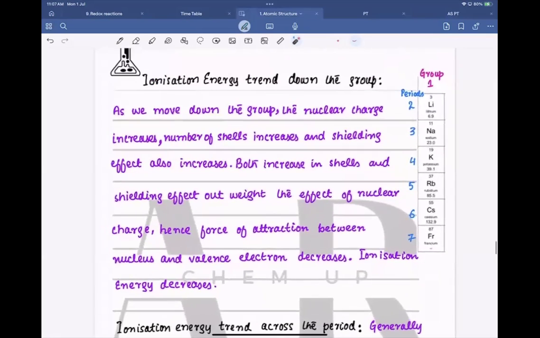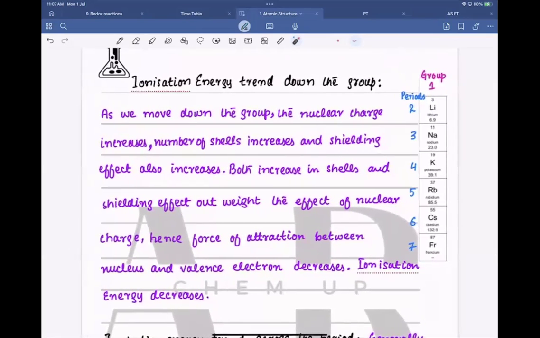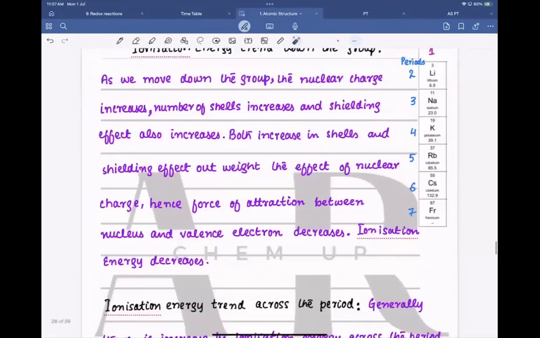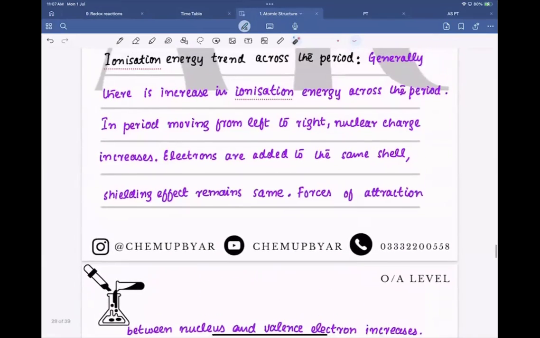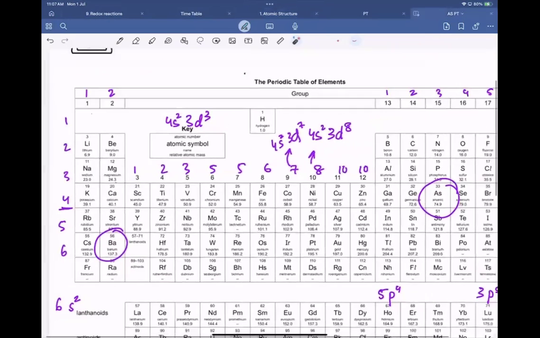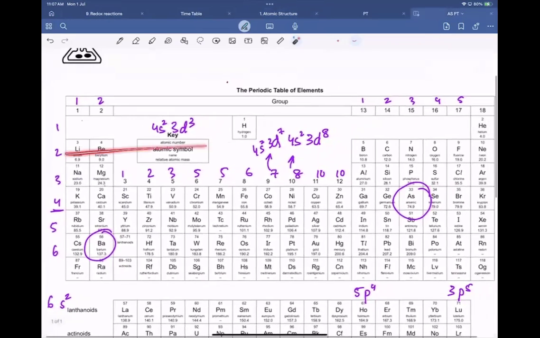Okay, that's what we have discussed over here. I'm going to share this whole file with you. Then we have ionization energy trend across the period. Okay, what happens across the period? Let's have a look at nuclear charge. What happens to the nuclear charge across the period?